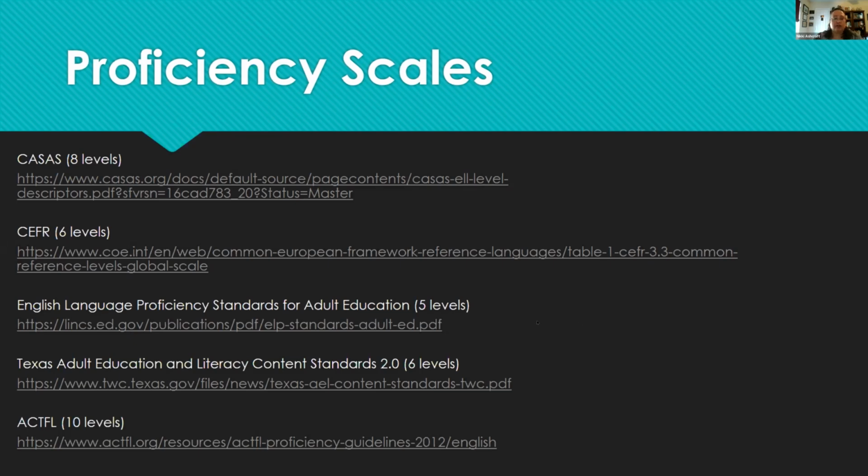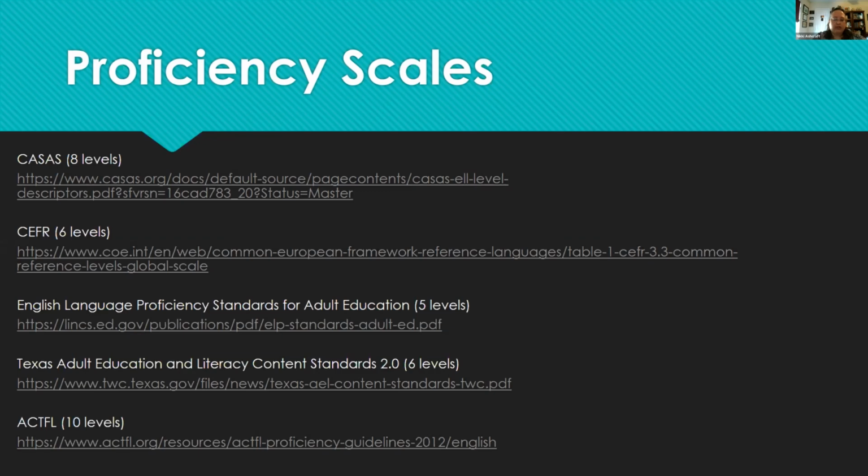So these are some other different proficiency scales. So CASAS and CEFR we just looked at, but there's also at the national level in the United States Department of Education, along with the American Institute for Research, came up with English language proficiency standards for adult education that has 5 levels, which you can see at that PDF link. And those standards are actually aligned with the career and college readiness standards.